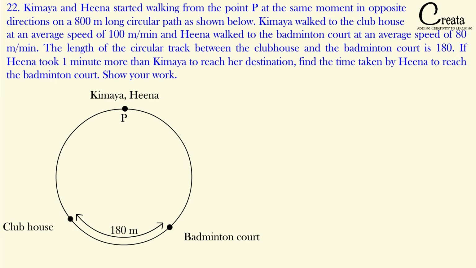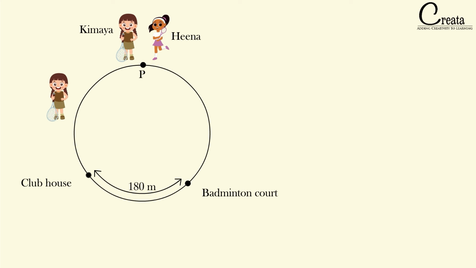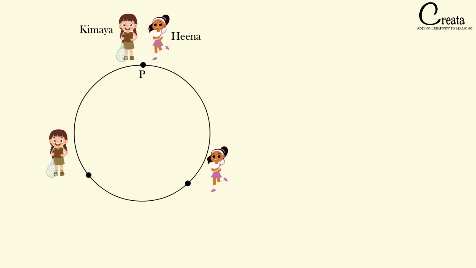So let's approach this question. In this question, two girls are given, Kimaya and Hina. They are at the point P as given in the figure. At the same moment, both the girls started moving toward their destination. Kimaya started moving toward the clubhouse on the circular path and Hina started moving toward the badminton court on the circular path. This is the complete circular path. The distance between the clubhouse and the badminton court is given as 180 meters.